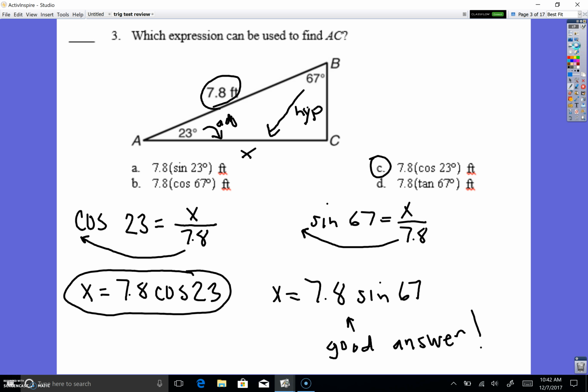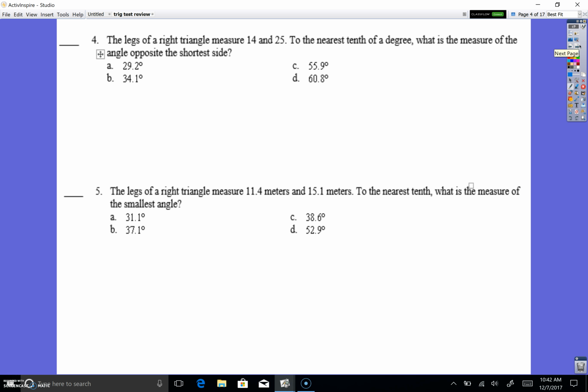Alright, moving on to number 4. Okay, the legs of the right triangle measure 14 and 25. So I'm going to draw a right triangle. Okay. The legs are 14 and 25. Remember, these are called the legs. This is called the hypotenuse. To the nearest tenth of a degree, what is the measure of the angle opposite the shortest side? So this is opposite the shortest side. So I'm looking for this right here.